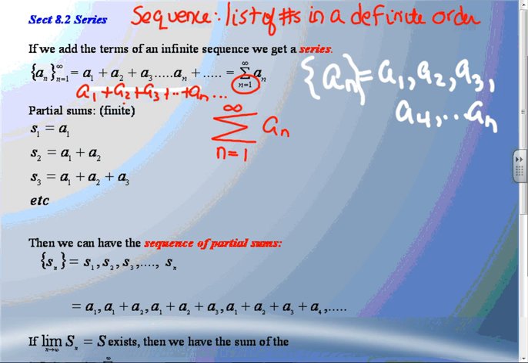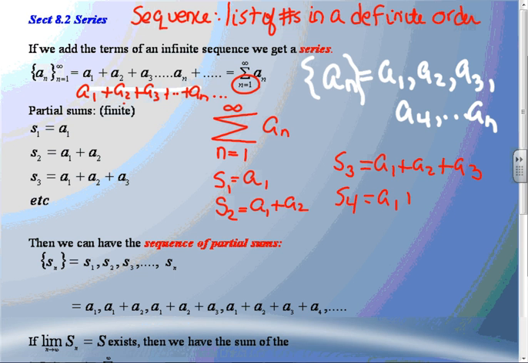We're not going to do a lot with partial sums, but what I could do is find the sum of the first one term. That would be A1. I could find the sum of the first two terms. That would be A1 plus A2. I could find the sum of the first three terms. These are called partial sums. Not adding up all the terms in the sequence, but only the first three. And I could do S sub 4.